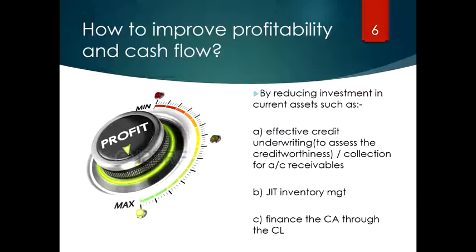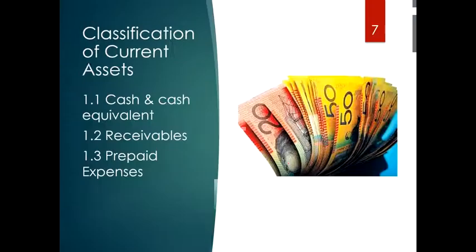Okay, so next, company can do the just-in-time inventory management. Maksudnya dia tak pegang stok. Bila orang order baru dia buat, and then terus dia dapat cash. So that's going to reduce lah dia punya investment dalam current asset. Okay. So next, finance the current asset through the current liability. So bila dia buat ni, dia pun dapat reduce the investment in current asset, and that's how company going to improve their profitability and cash flow.